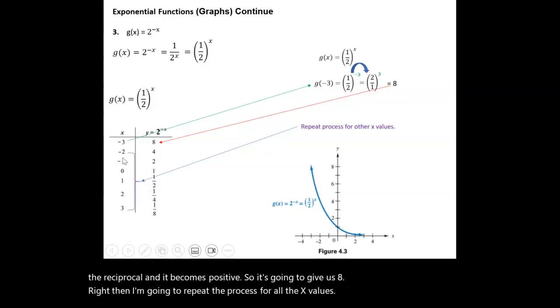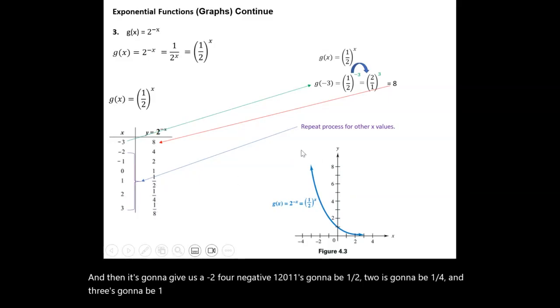And then it's going to give us -2, 4, -1, 2, 0, 1. 1 is going to be 1/2, 2 is going to be 1/4, and 3 is going to be 1/8. So this graph is called a decay exponential function because it starts high and it goes low.